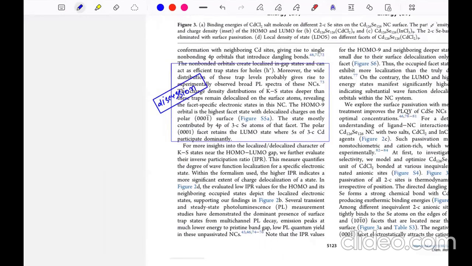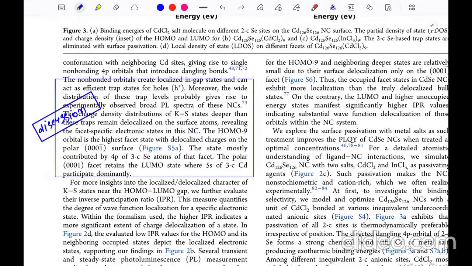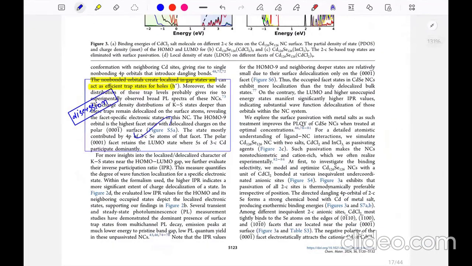And this is the discussion part. What can be inferred from the composition of HOMO, composition of LUMO, and band gap? Here they are talking about how the non-bonding orbital creates localized in-gap states and can act as efficient trap states. This is more or less a discussion part. Due to time constraints, I will not be able to highlight each and every result and discussion part, so it's just an introductory part.